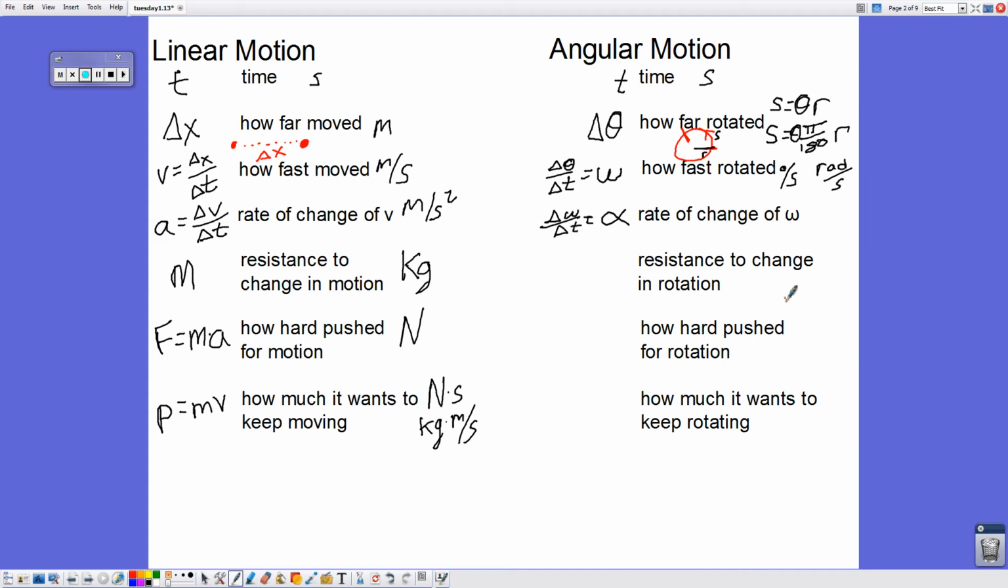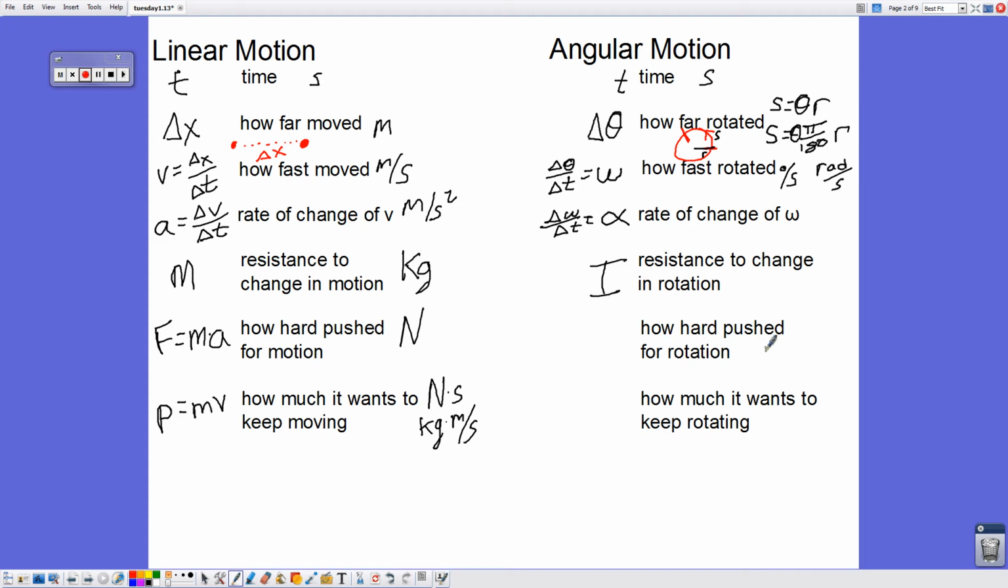All right. Now, resistance to the change in rotation. Things like to move. We call that inertia. Things like to rotate. That's also called inertia. When something is moving, be it linearly or angularly, it wants to keep doing whatever it's doing. How much it doesn't want to change what it's doing is measured either as mass or as the moment of inertia. More on this in a moment.